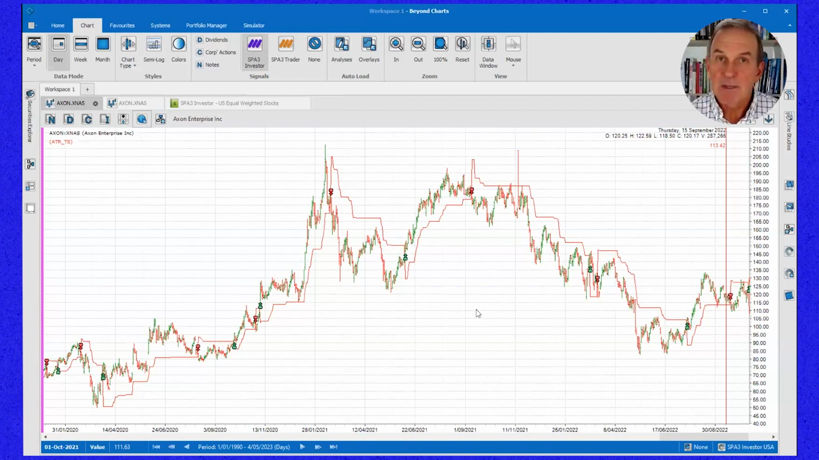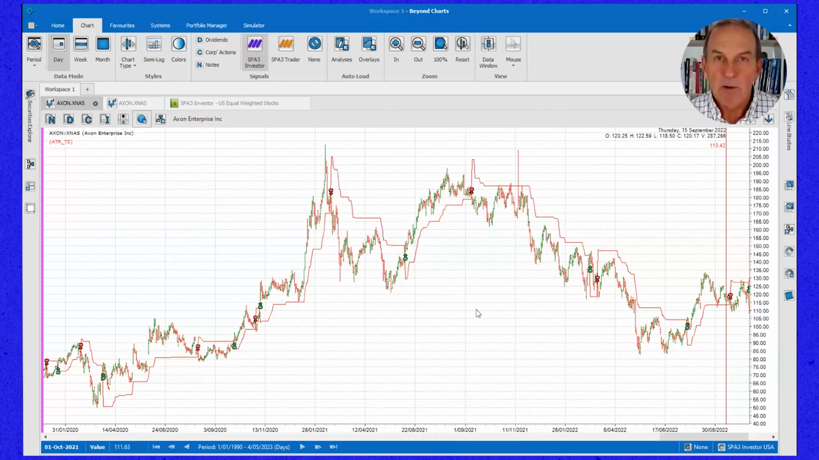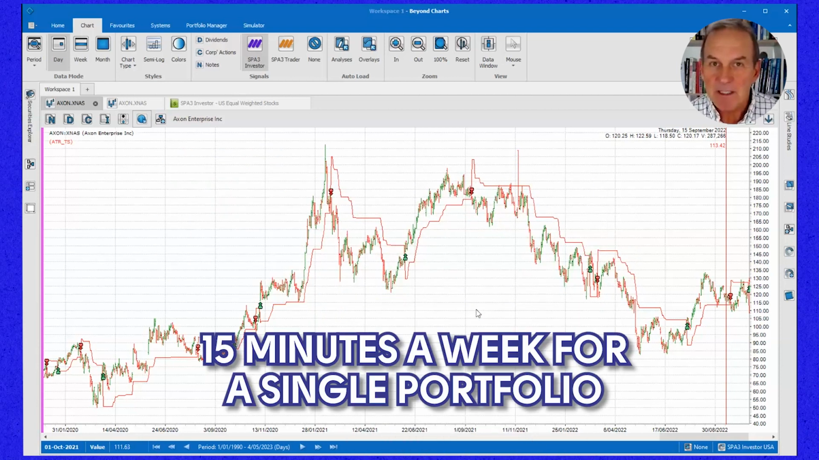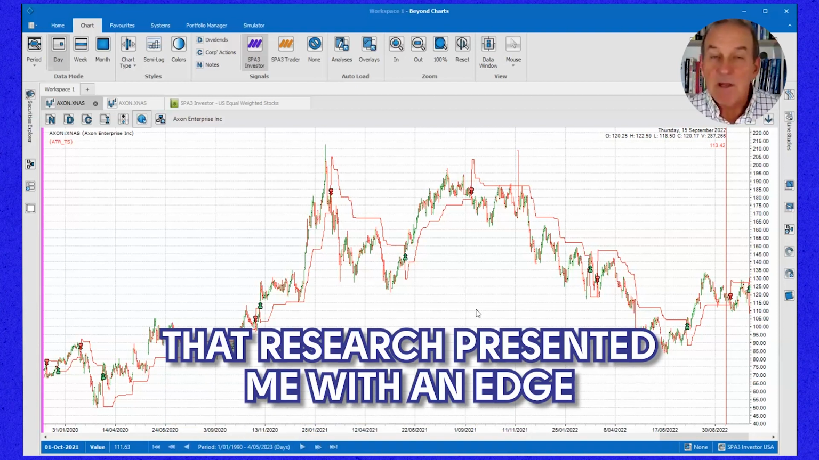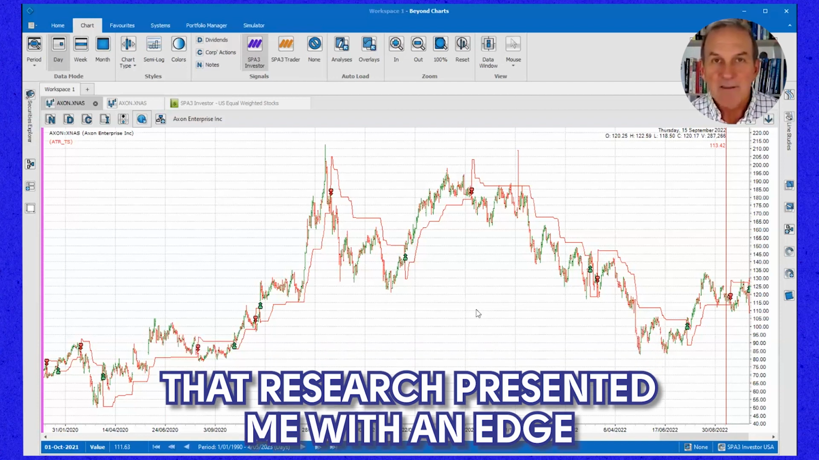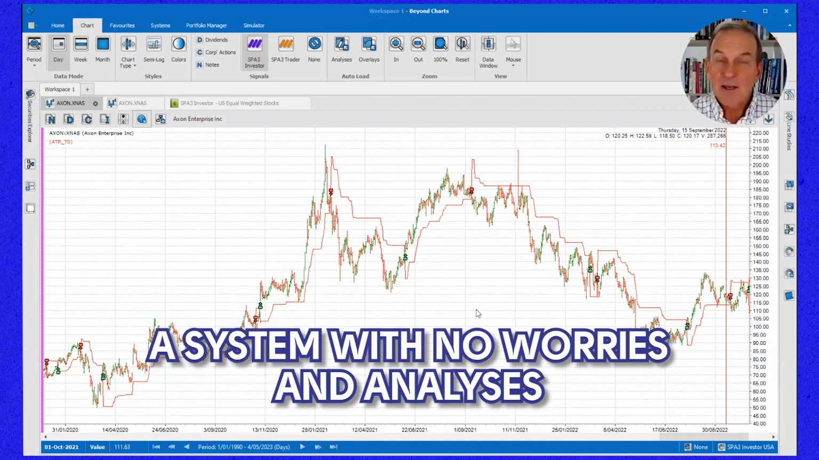And that allows me to manage 3 public portfolios, as well as my other portfolios that aren't public. And it takes me, literally for all my portfolios and money in the market, less than an hour a week. But in any single portfolio, it doesn't take me any more than 15 minutes a week, because all of the research and all of the subjectivity, if you like, and all the discretion went into the research before I started trading the market. That research presented me with an edge. Sure, I did the research and used all sorts of tools, and I put thousands of hours into doing this. And now I have a process that while I'm executing it, I don't have to worry about anything.